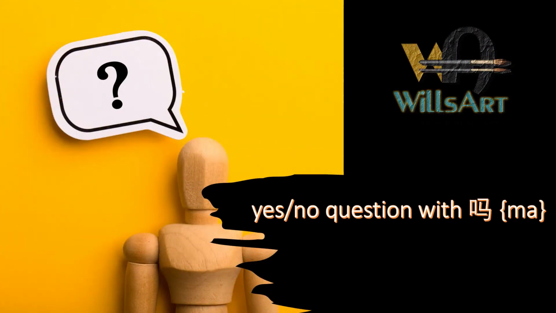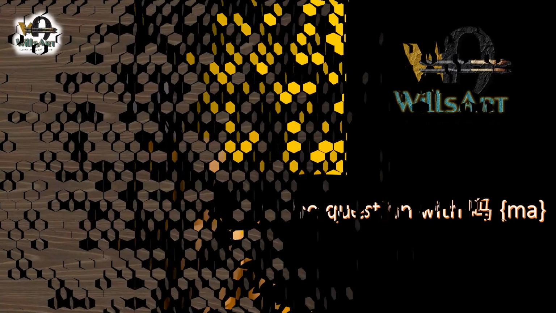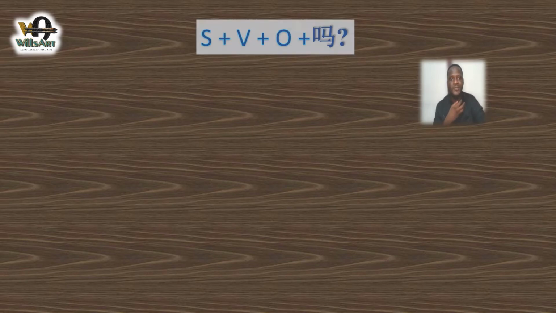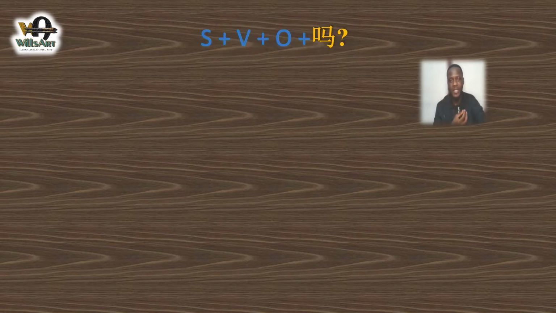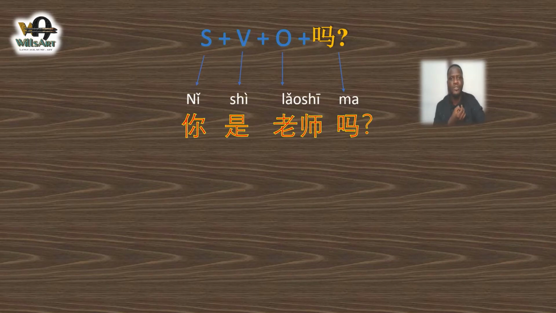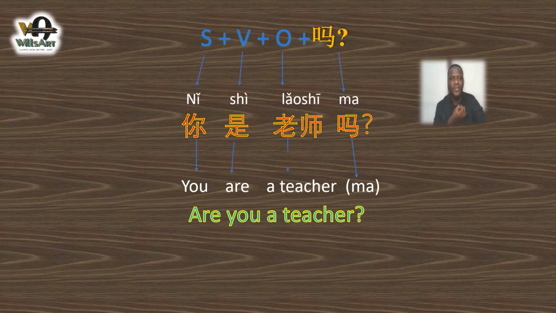Number 1, the yes/no question with ma. The basic way of using this structure is by adding ma at the end of an affirmative sentence. For example, you have a structure of SVO, the subject, the verb, and the object. Then you add ma after it. When you say 你是老师 it means you are a teacher. But when you add ma at the end of it, it means are you a teacher? 你是老师吗? Are you a teacher?